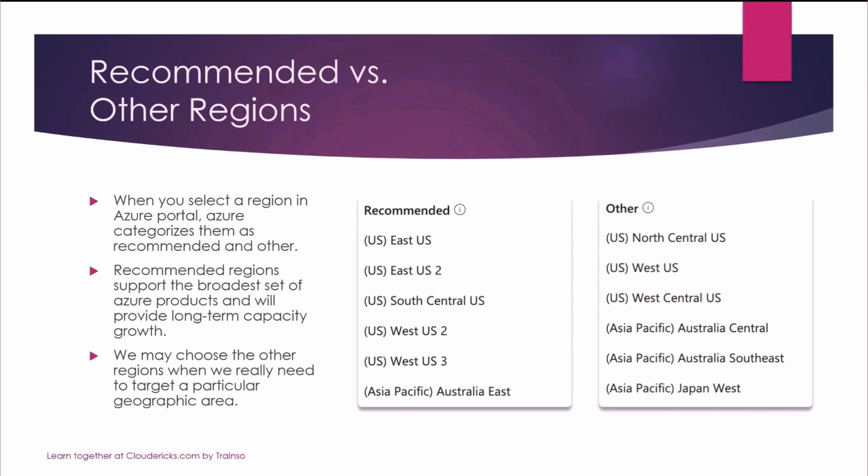For example, there is a high probability that features such as availability zones will be present in a recommended region compared to an other region. We may, however, choose the other regions when we really need to target a particular geographic area. For example, if there is a compliance requirement to keep data in a geography and there are only other regions available in that geography, we will have to go with other regions, right? These are some of the current recommended and other regions I can see from the portal. I will show this quickly when we discuss Azure Resources and creation of virtual machines.